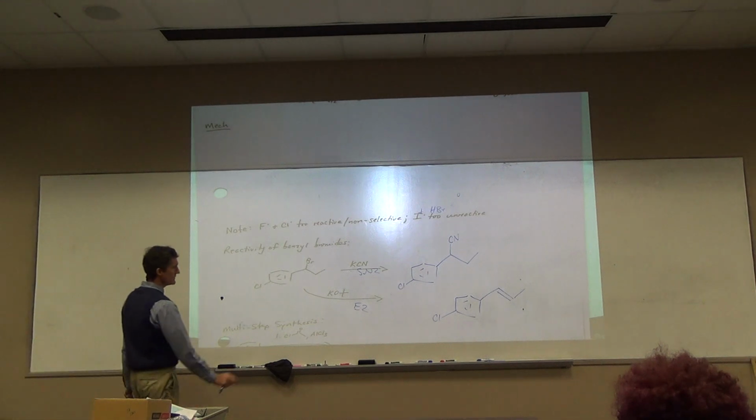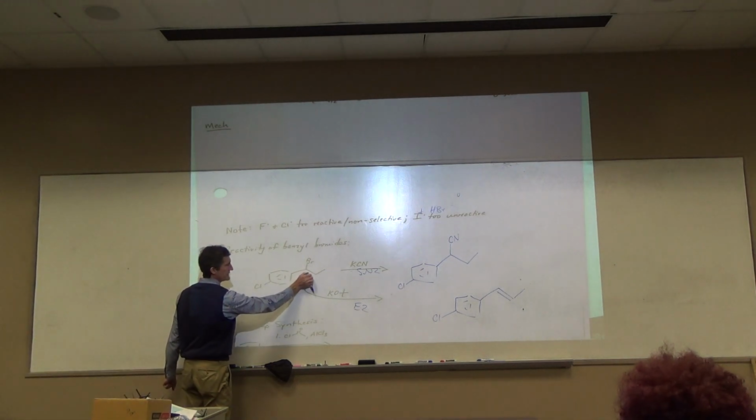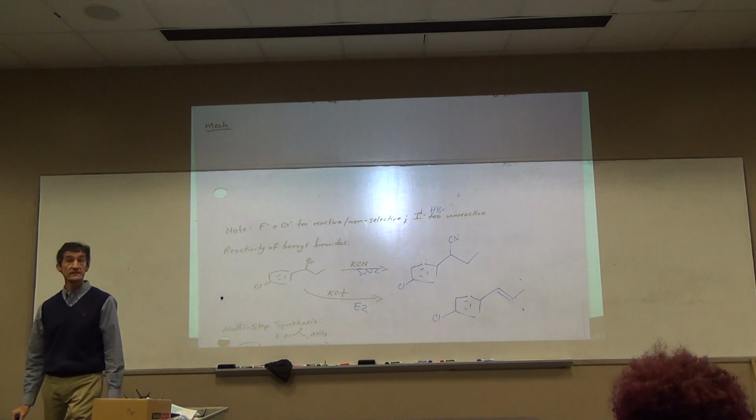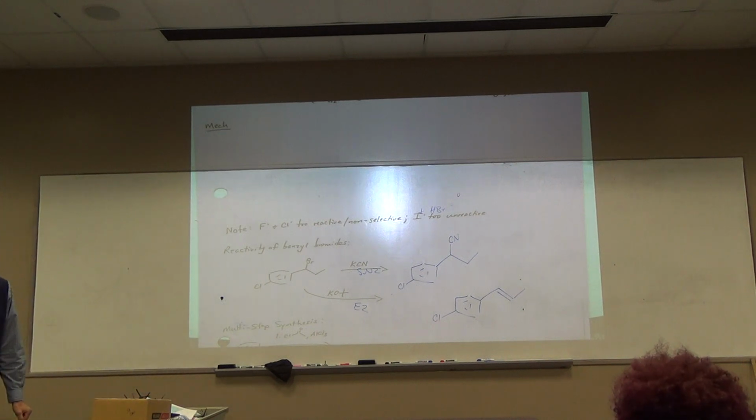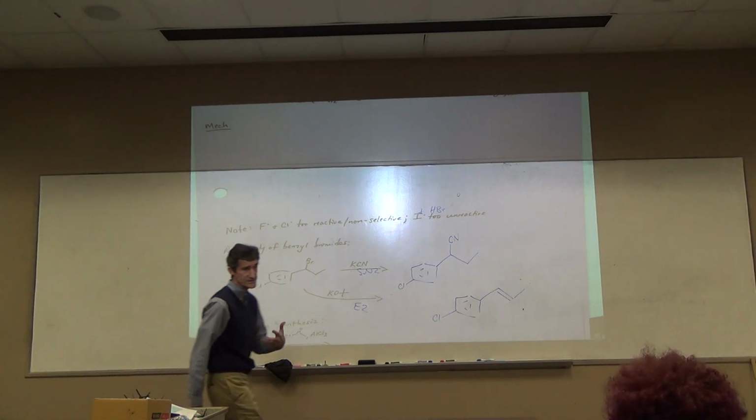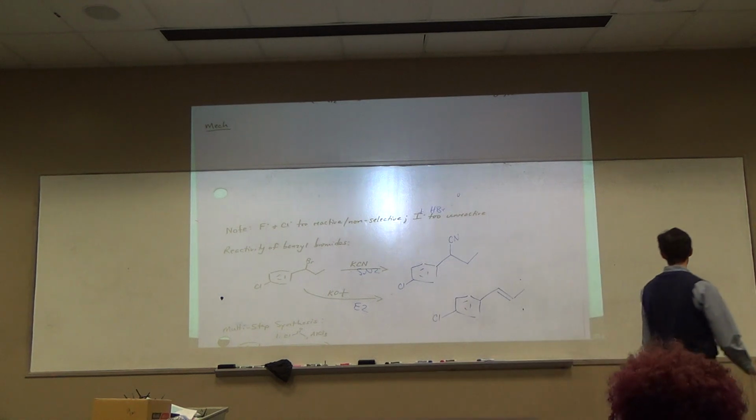There's only one place to eliminate, right here. So you don't have any Hofmann or Zaitsev issues, right? There's only one place to put the double bond. The only choice is whether the product is going to be E or Z, right?